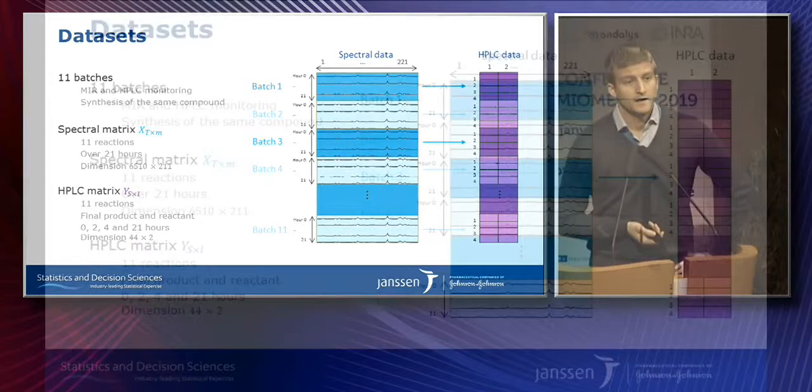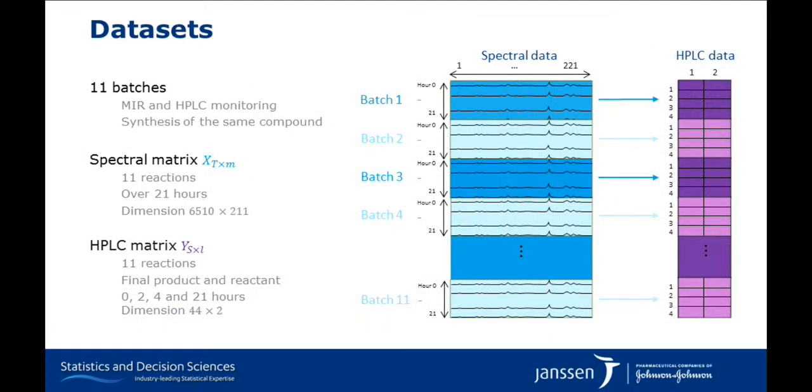So the data that I've been using in this project consists of 11 batches, which were monitored by infrared spectroscopy and HPLC, and the idea was to synthesize the same pharmaceutical compound. We have first a spectral matrix with the 11 batches, all recorded by spectroscopy over 21 hours. We can put all the spectra in rows, so we have a matrix of more than 6,000 rows and around 200 columns for the spectroscopic variables. We also have an HPLC matrix, also corresponding to the 11 reactions. We have 2 columns because 2 compounds were quantified by HPLC: the final product and the reactant of the reaction at 4 time points, and the dimensions are 42 by 2.